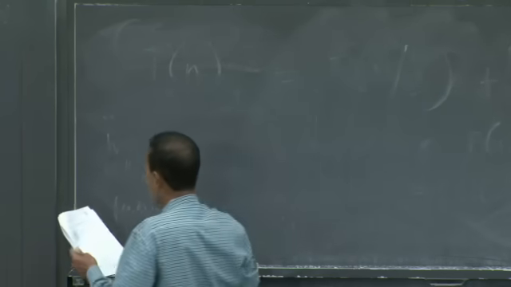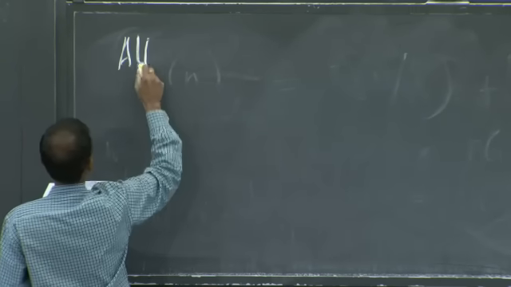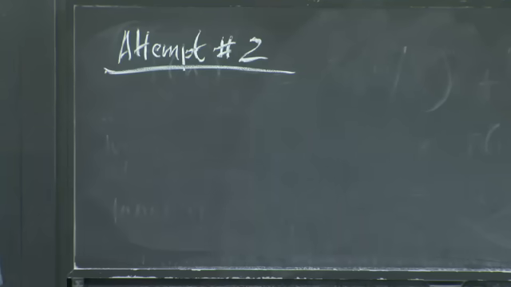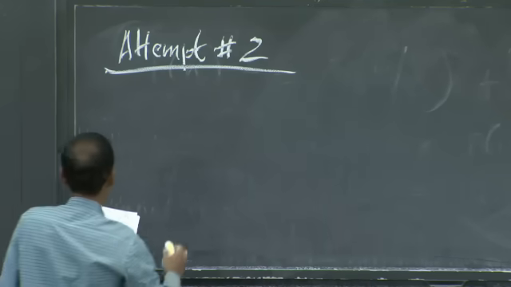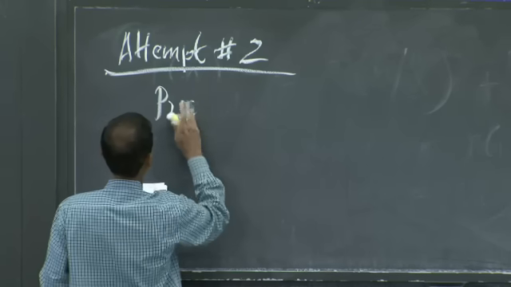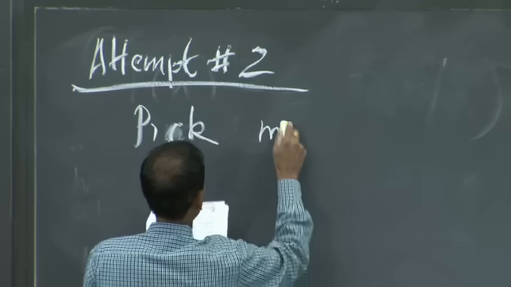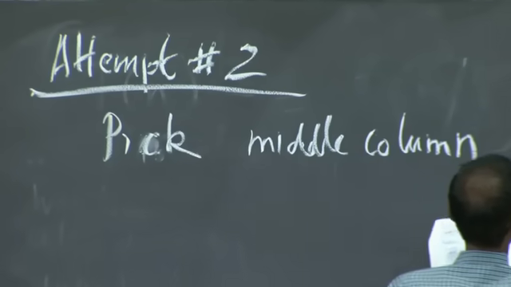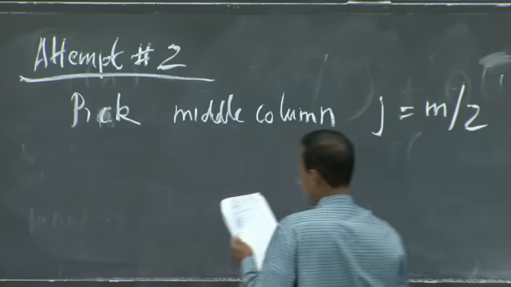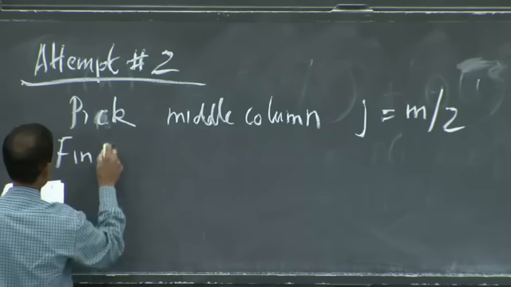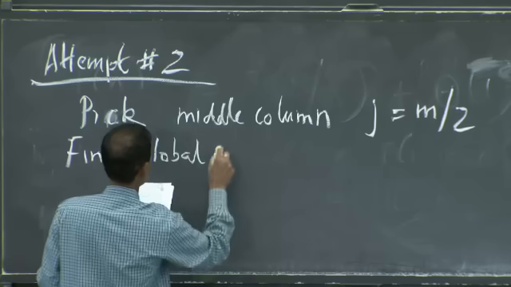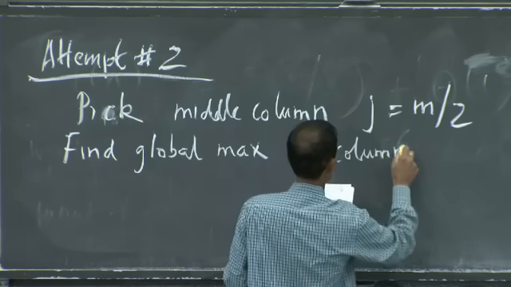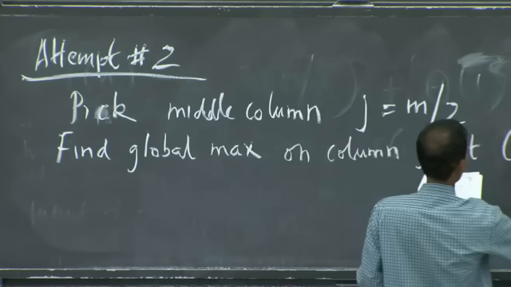But here's a recursive version that is better, in terms of complexity, than the greedy ascent algorithm. And this one works. So what I'm going to do is pick a middle column, j equals m over 2 as before. I'm going to find the global maximum on column j, and that's going to be at (i, j).